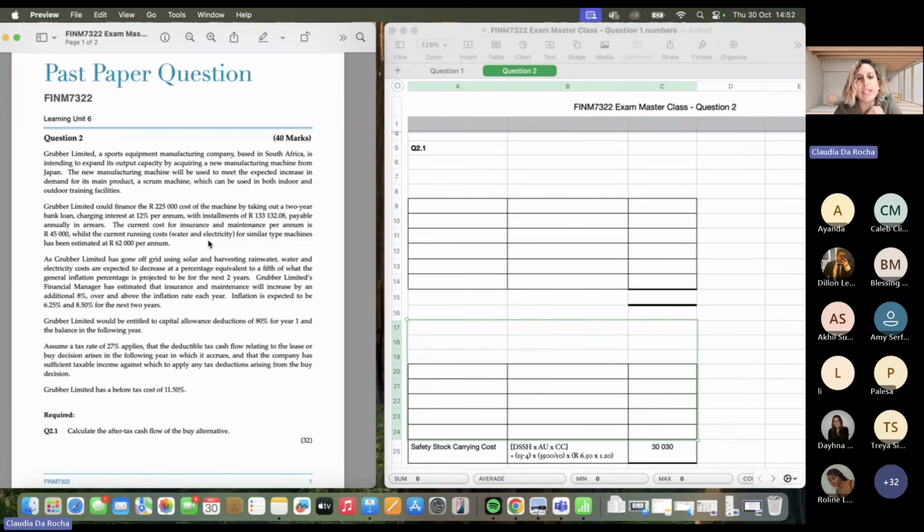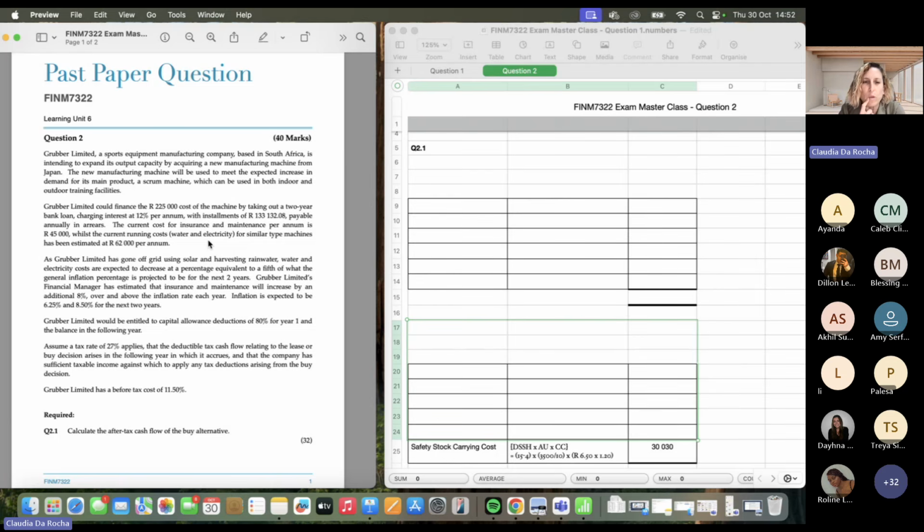Then it says the current cost for insurance and maintenance per annum is 45,000 Rand, whilst the current running cost for electricity of similar type machines has been estimated at 62,000 Rand per annum. Okay, so now they're giving us the cost. Remember, and I did say earlier, that when you're doing lease and buy decisions, you're trying to determine which one will give you the lowest cost. So these are other costs that we have to factor in.